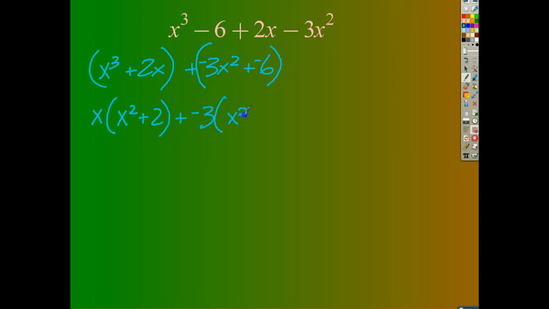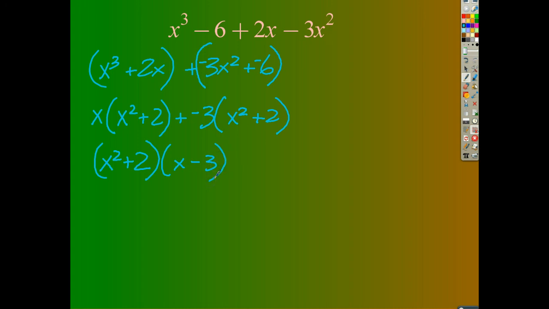I'm left with x squared plus 2. Okay, and let's check it. Negative 3 times x squared, negative 3x squared, negative 3 times 2, negative 6. Okay, that works. And then let's go ahead and pull x squared plus 2 out from both of those, and I'm going to be left with x, and we can just write it as minus 3.